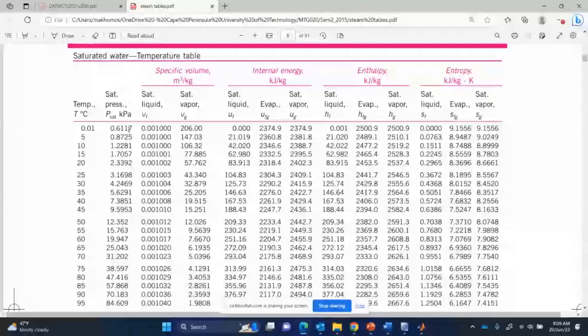When you are dealing with another fluid, the temperature won't be 0.01, of course, and the pressure won't be 0.6117, of course. But now we are dealing with water. This is what we have. So now we scroll down.